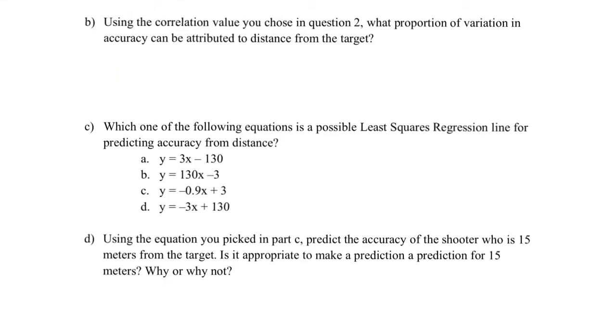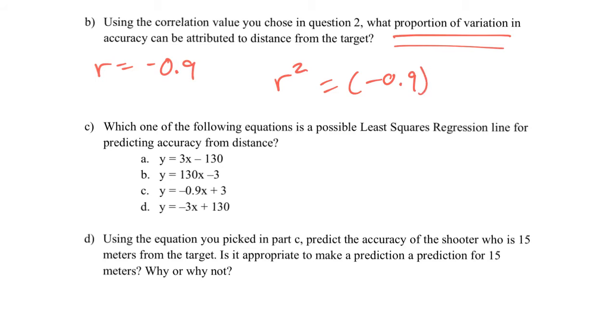Now for part B, we're going to use the correlation value that we chose in the previous question. We chose that R is negative 0.9. We're going to find the proportion of the variation in accuracy that can be attributed to the distance from the target. The proportion of variation is R squared. So it's just negative 0.9 squared, which gives you positive 0.81.